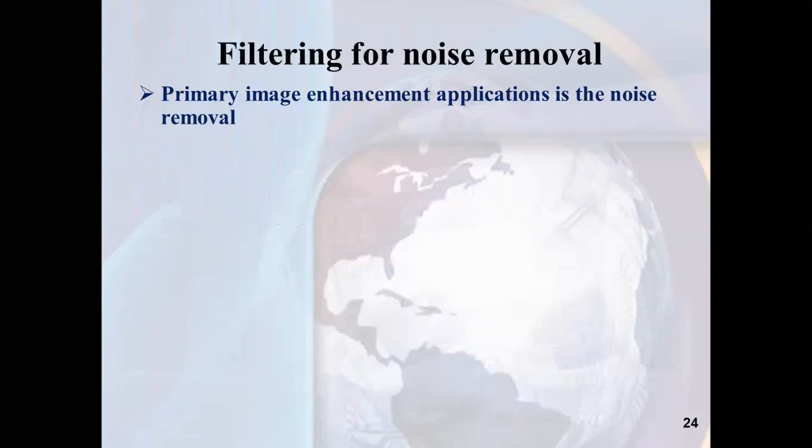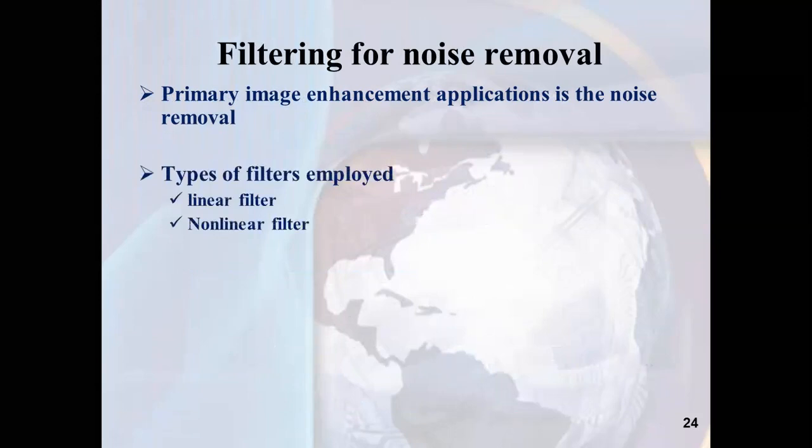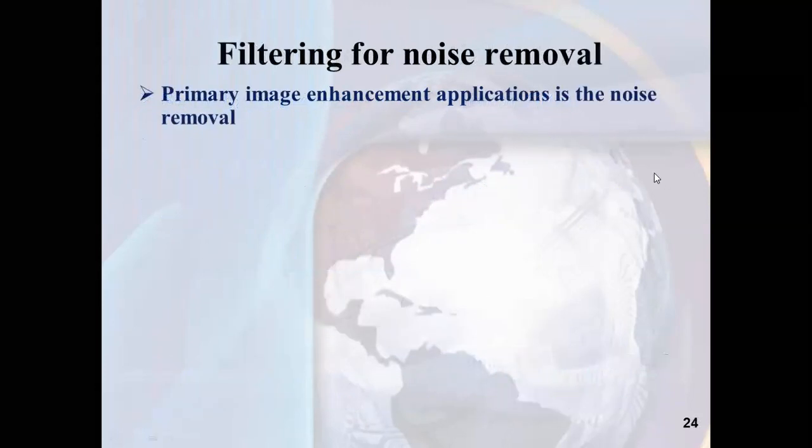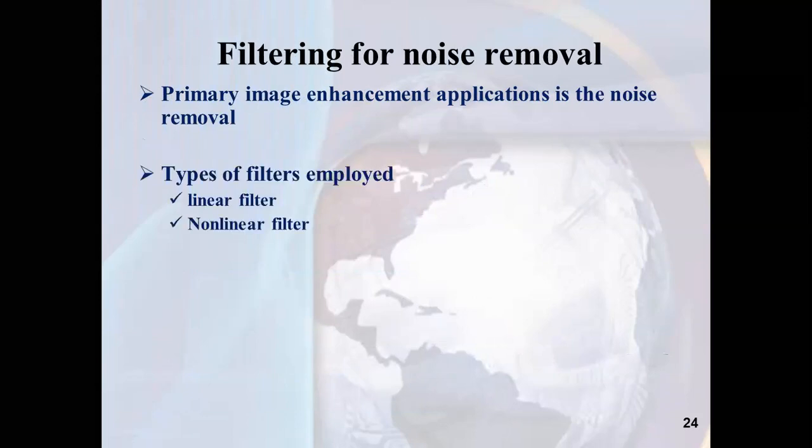And these filters are used for noise removal. So let's say we have two types of filter. This is what we call the nonlinear filter. Now, filtering for noise removal: why do we apply filters? Some applications require the removal of noise from the image in order to increase its quality. The filters that can be applied to remove noise are also divided into linear filters and nonlinear filters.